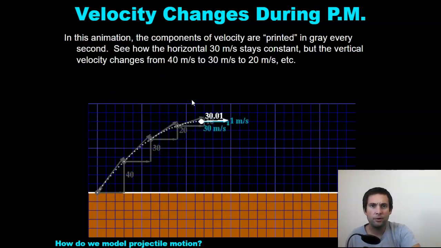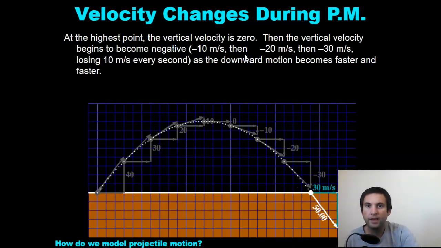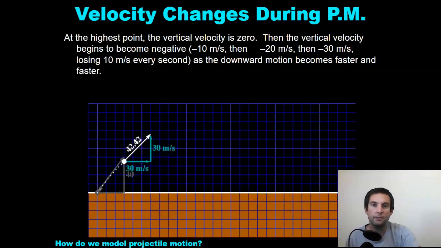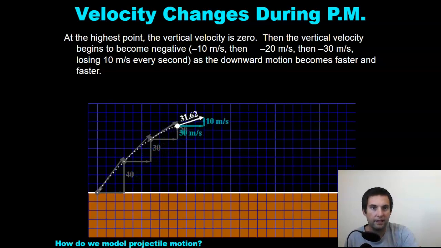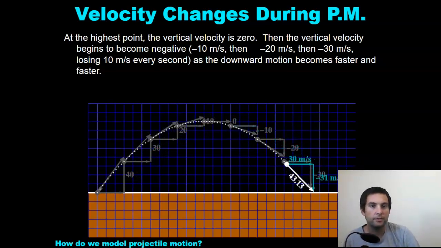In this animation, the components of velocity are printed in gray every second. See how the horizontal stays constant and the vertical goes from 40 to 30 to 20. At the highest point, the vertical velocity is 0. Then the vertical velocity becomes negative: negative 10, negative 20, negative 30, as the downward motion becomes faster and faster in the downward direction.